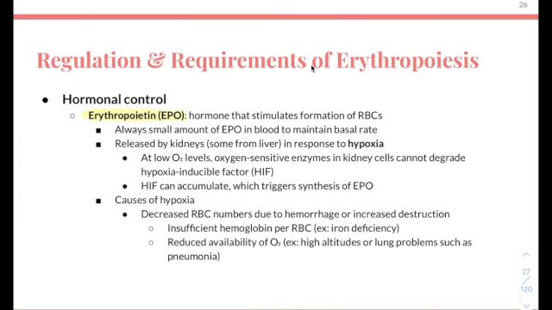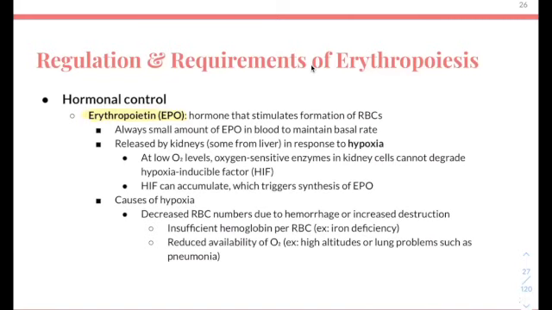It'll start coming from the liver if we hit that hypoxia where we don't have enough oxygen. At low oxygen levels, oxygen sensitive enzymes in the kidney cannot degrade hypoxia induced factor. So that can accumulate and it triggers the synthesis of erythropoietin to stimulate more red blood cells to be created and released.